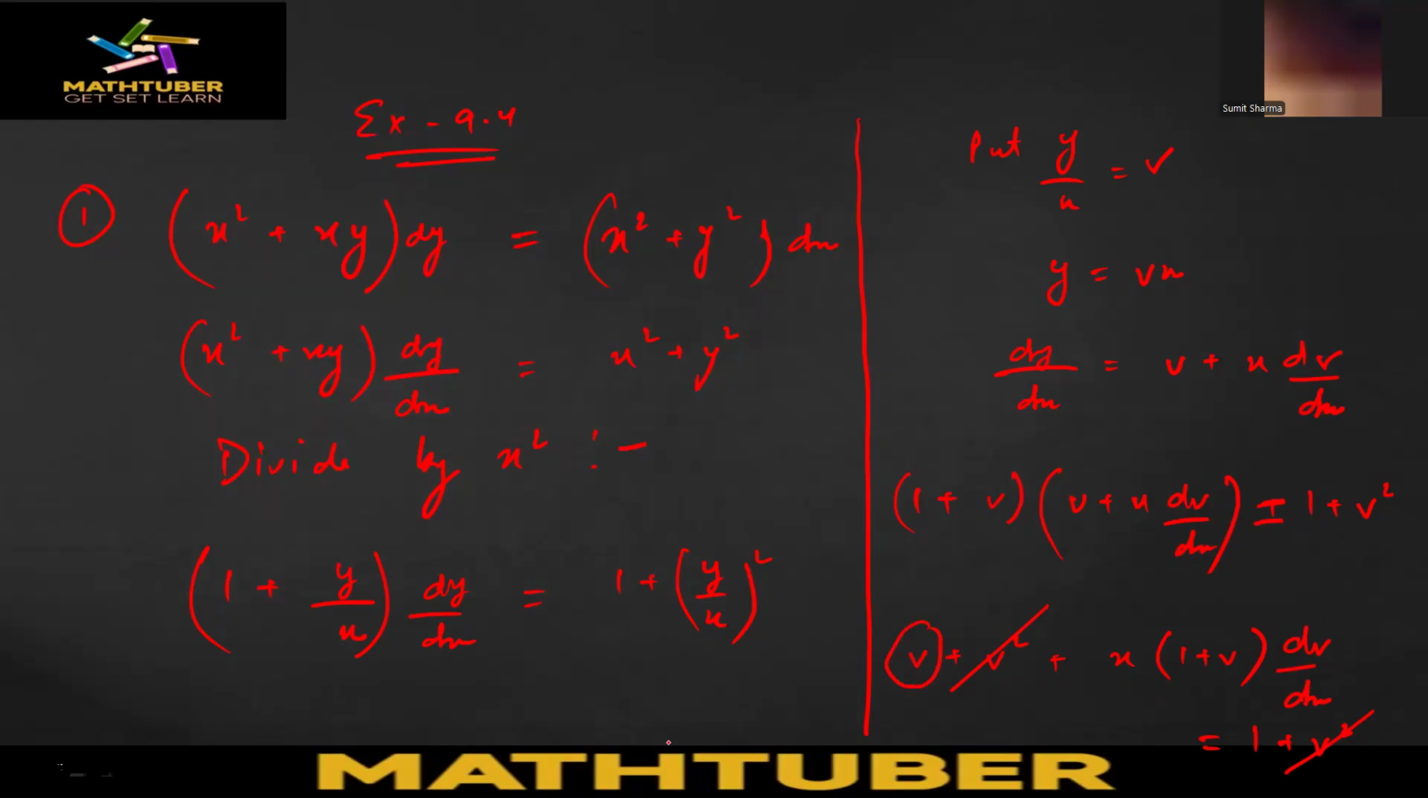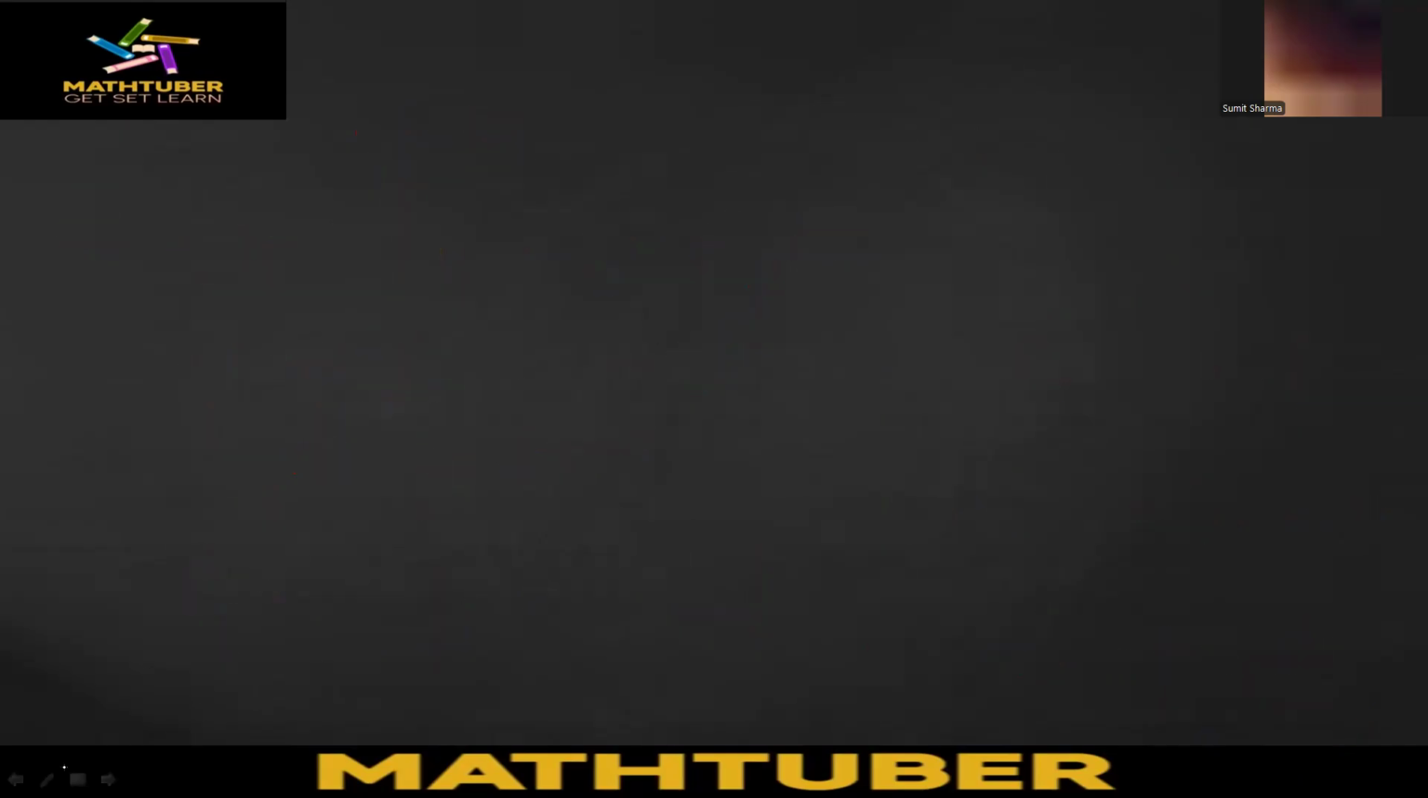We'll shift it to the right hand side. You will get x into 1 plus v dv by dx is equal to 1 minus v. Now you can separate the variables easily. 1 plus v upon 1 minus v dv is equal to dx upon x. And now integrate both the sides.